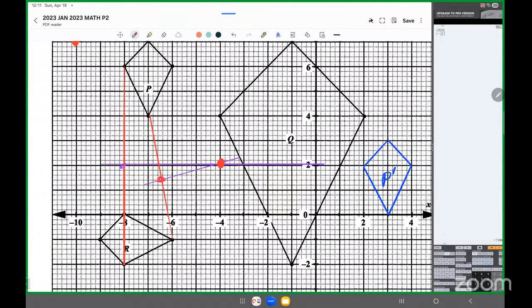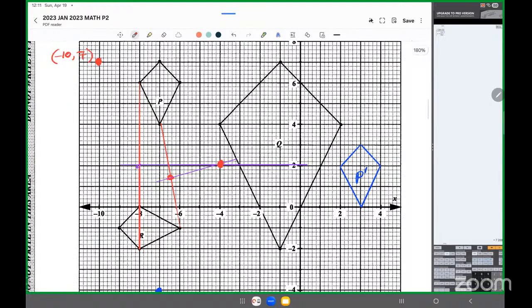I'm going to test it now. That is actually the center of the rotation. I'm going to test it. All right? Let me use the blue ink and show you how we test it.